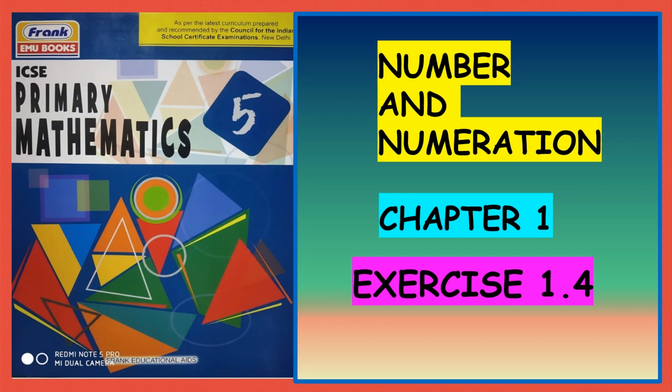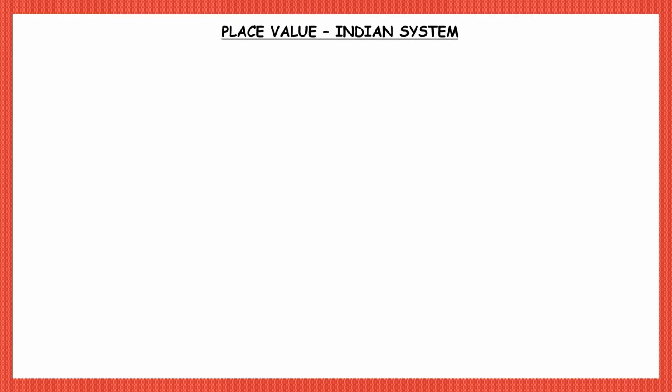Let's do number and numeration. Chapter 1, exercise 1.4. Now before we begin that, children, let's all revise place value according to the Indian system. Now what is the place value? It is the value of a digit depending on where it is in a number, depending on the position of the number. So first, the Indian system.